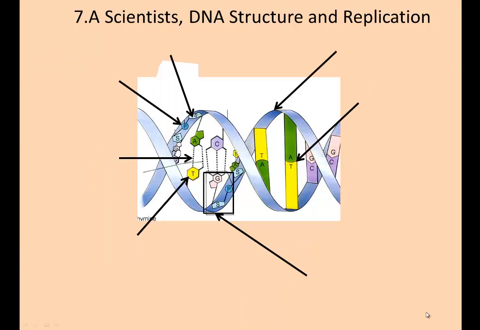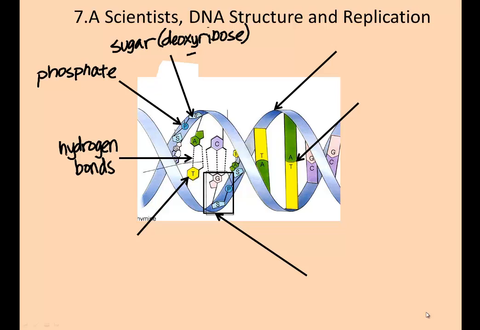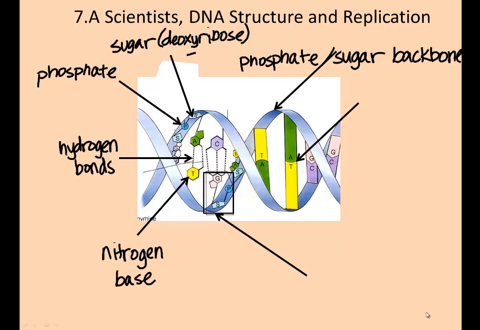Then we labeled this diagram where we had the phosphate group, the P's. We had the sugar, which make up the backbone. We have the hydrogen bonds holding the two nitrogenous bases together, and then we have the phosphate-sugar backbone and the nitrogenous base rungs, and if we throw the phosphate, the nitrogenous base, and the sugar together, we get a nucleotide.